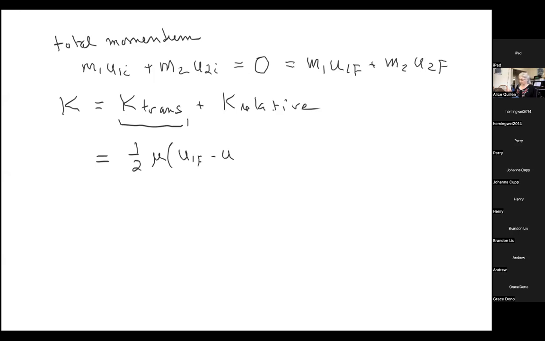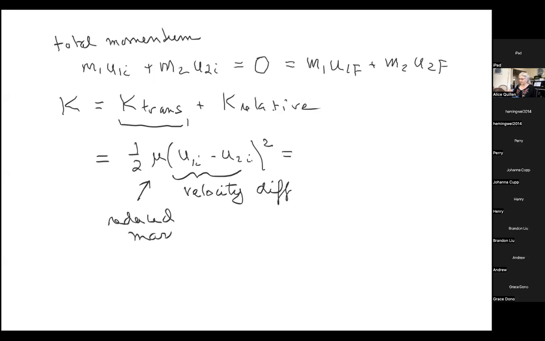Actually, why did I do F? Let's do initials. u1i minus u2i squared. So what's this? This is the velocity difference. And this is the reduced mass. So remember the reduced mass.